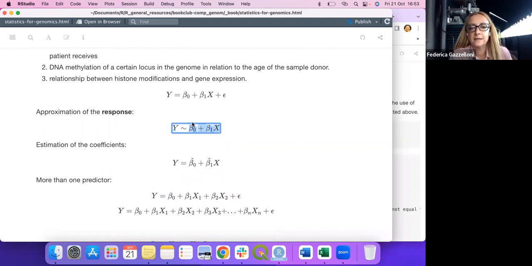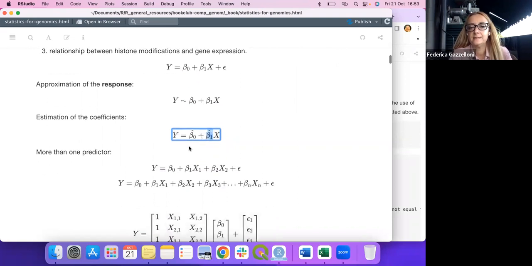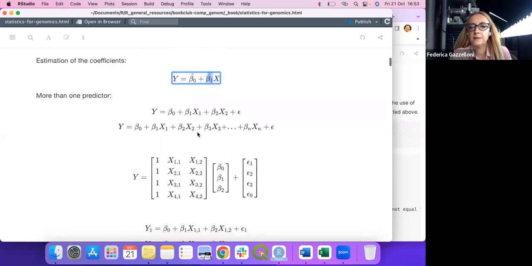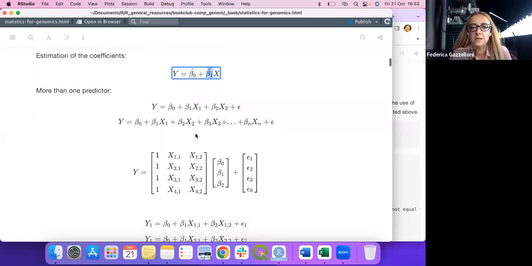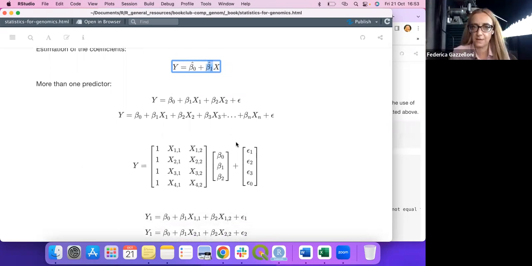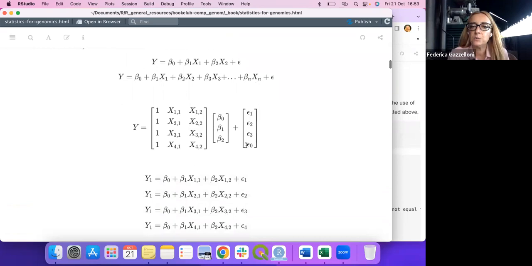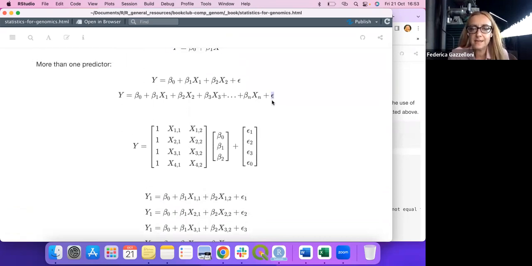When you apply the formula, what you do is estimate these two coefficients, and these are the estimates that you find as a result. Okay, and you might have more than one predictor, but in biostatistics you have many predictors. In gene expression, you have hundreds of predictors. But what is important to estimate is the error size, which is the residuals.